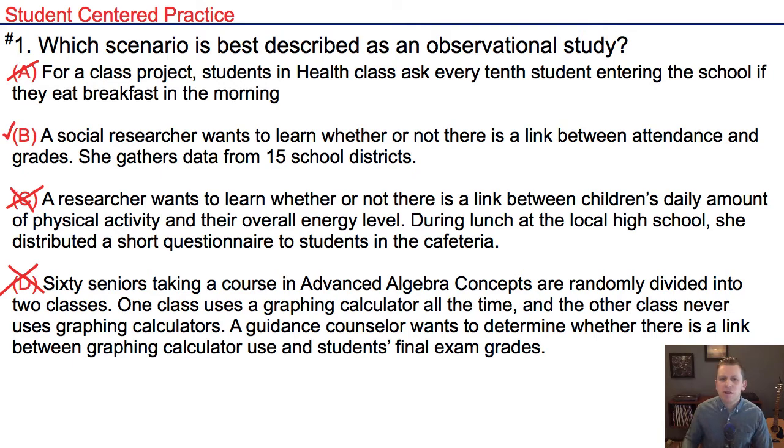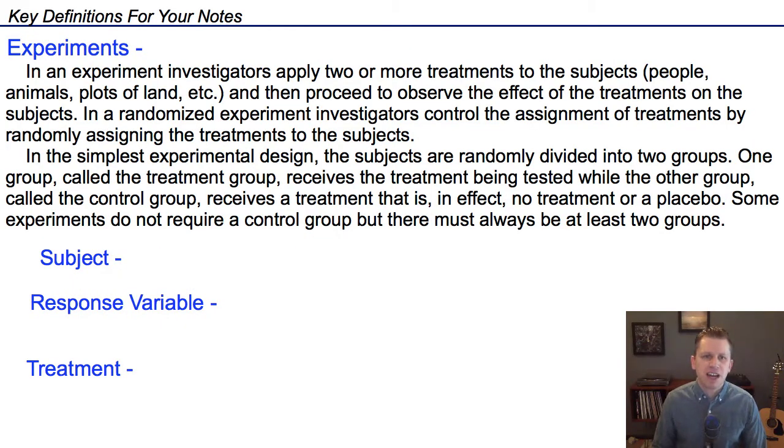Let's define an experiment for our notes. You're probably used to experiments from your science class, and the formal definition of an experiment is where investigators apply 2 or more treatments to the subjects and then proceed to observe the effects of the treatments on the subjects. In a randomized experiment, investigators control the assignment of treatments by randomly assigning the treatments to the subjects. This is very different from the observational study. In the observational study, there is no control of the assignments of what's going on. You simply enter some type of area and observe something, whether it's a classroom or whether it's data that already exists. That's the main difference between an experiment and an observational study.